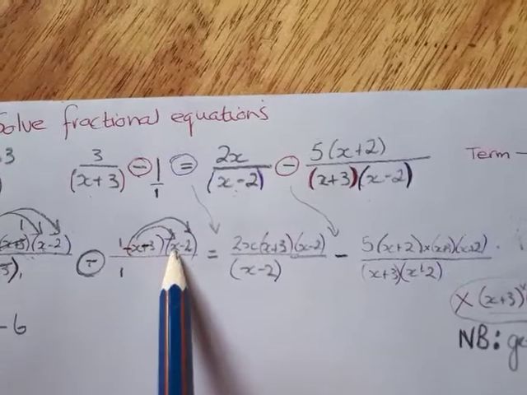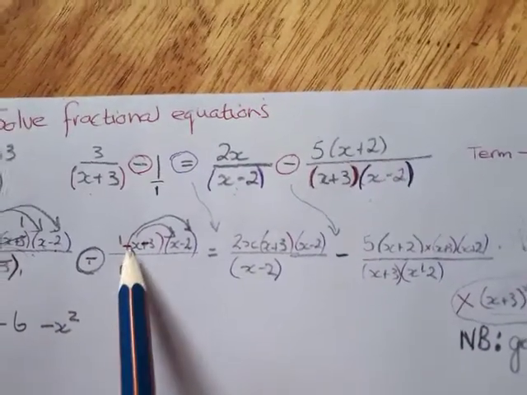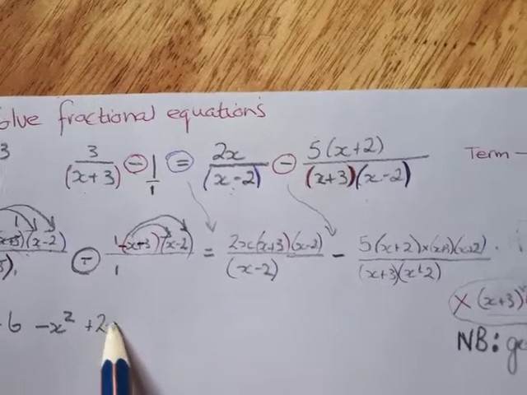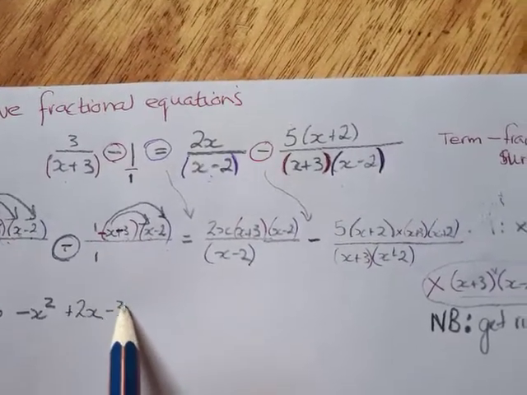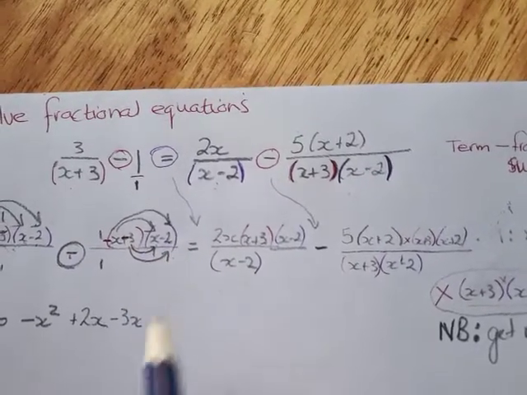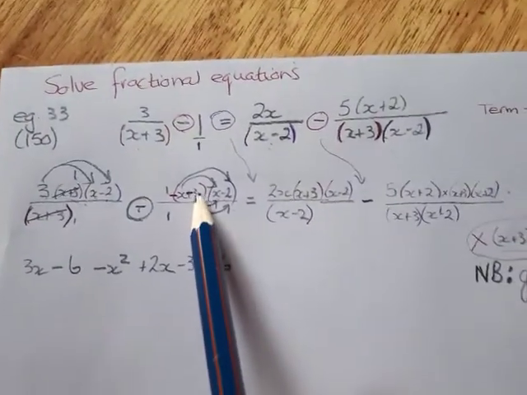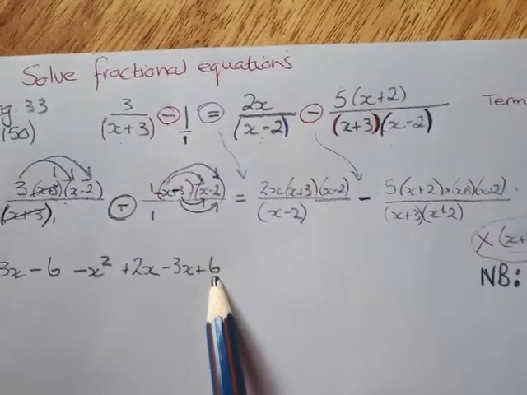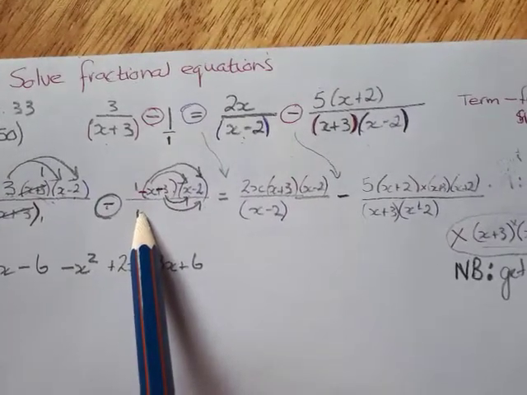Negative x times positive x is negative x squared. Negative x times negative 2 is positive 2x. Negative 3 times x is negative 3x. And negative 3 times negative 2 is positive 6. Which now has my second fraction, people, changed into whole numbers. I do not have a denominator anymore. I got rid of my denominator.